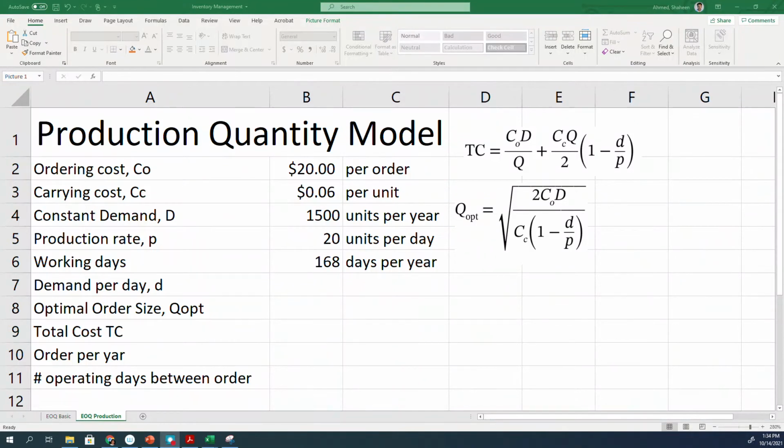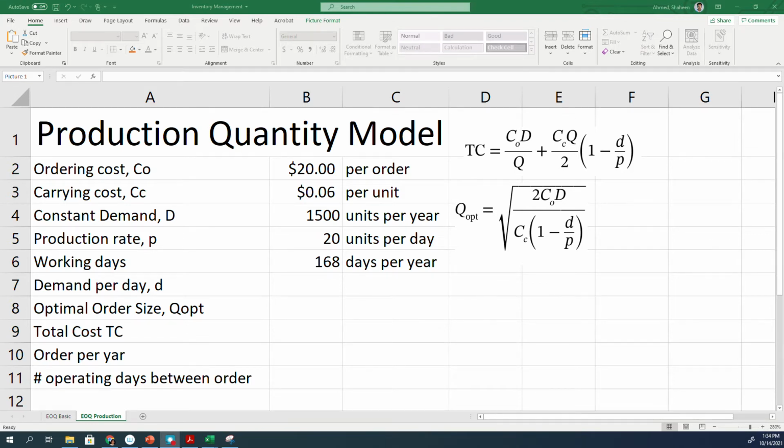Solving the production quantity model. This is a variation of the economic order quantity model. How much do you have to order to minimize the inventory cost in a production facility? Here you have demand and the product being produced at the same time.